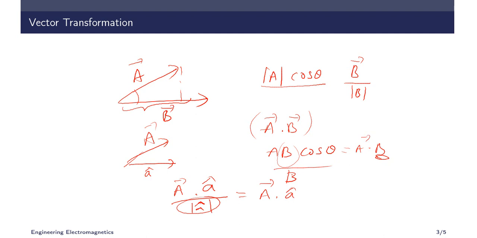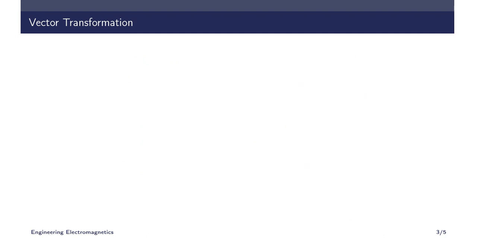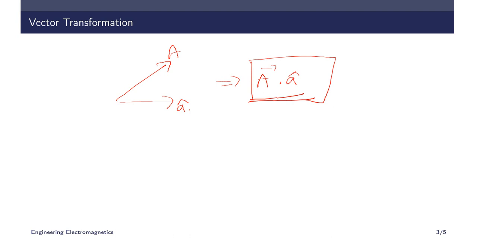So I can generalize like this. If a given vector A is there and you want the component of that vector along the direction of a unit vector A cap, then that will be A dot A cap. This is a very important result. For example, if the vector A is there, I want the component of A along unit vector Ax cap, then it will be A dot Ax.